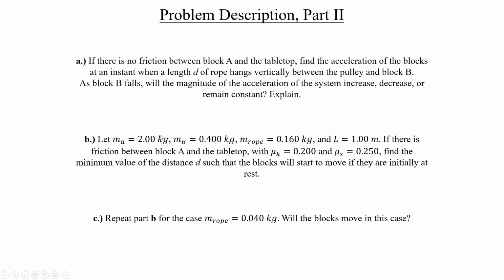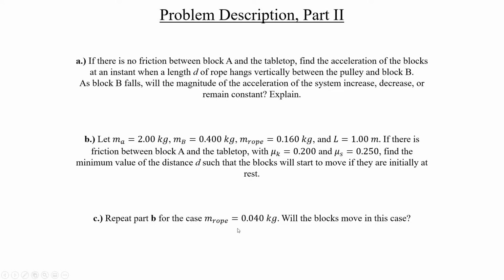And part B wants us to do the same calculation as in part A, except we use these numbers here. We are going to turn friction back on between block A and the tabletop, and they've given us some quantities here to work with. And our job is to find the minimum value of the distance D, such that the blocks will start to move if they're initially just sitting there at rest. And then for part C, we do the same thing that we did in part B, but we just switch up one number, this mass of the rope. And we need to answer the question, will the blocks even move with this new number?